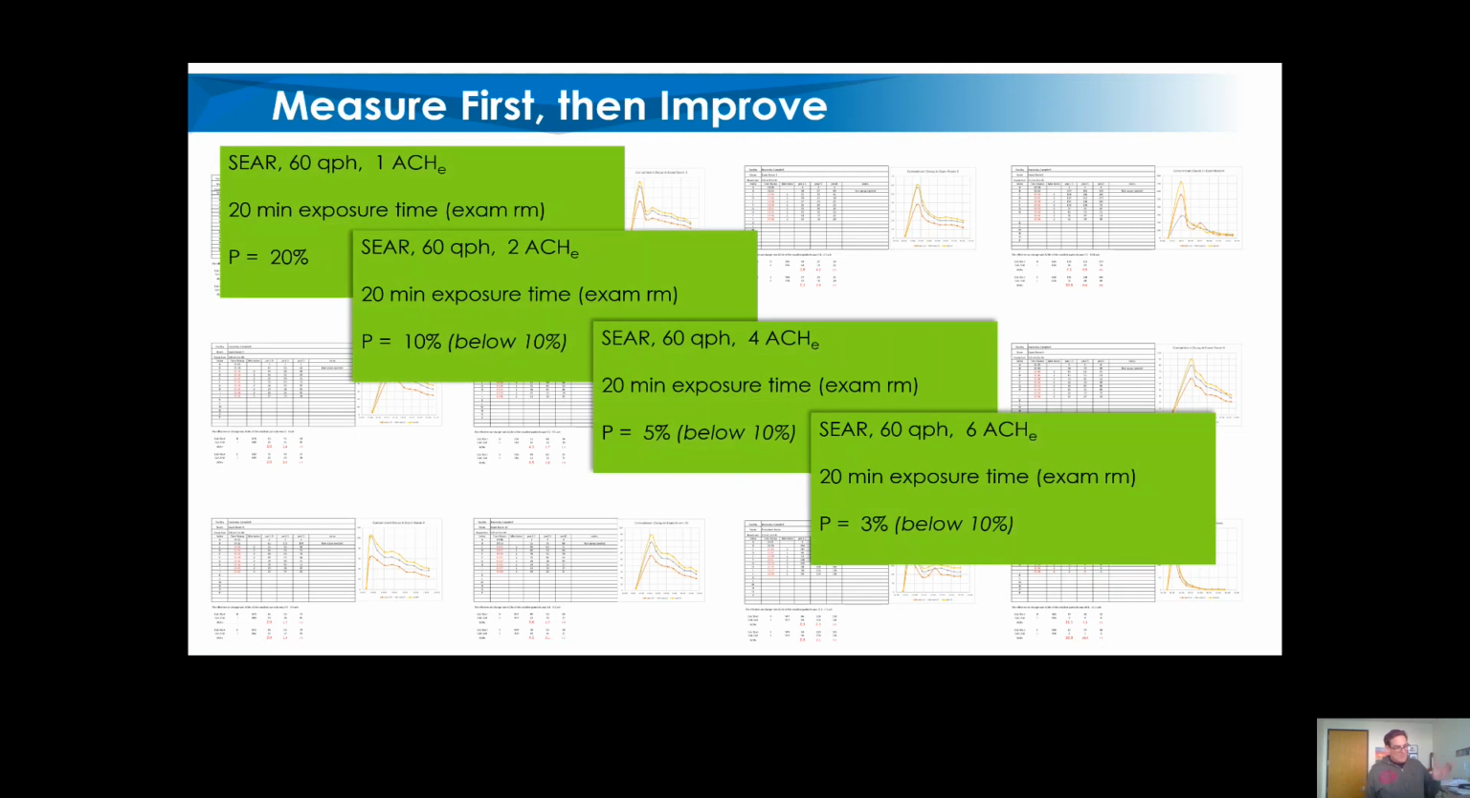For exam rooms with that 20-minute exposure time, the standard environmental risk at 1 air change is 20%. At 2 air changes, it drops below 10%. And then beyond there, it's really kind of gravy, so the additional adds probably don't provide a significant change in risk.